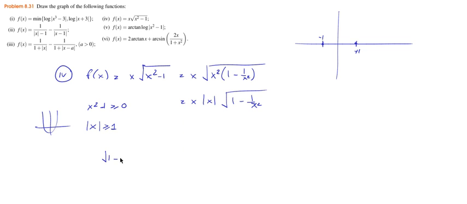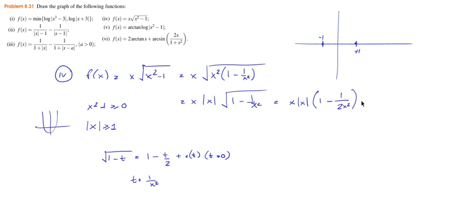Now what happens with this? Well, we know that the square root of 1 minus t is 1 minus t over 2 plus small o of t, when t is very small. Now if t is equal to 1 over x squared, we can apply this approximation here. So we have x times the absolute value of x times 1 minus 1 over 2x squared, plus small o of t times x. Well, this is going to be small o of 1.